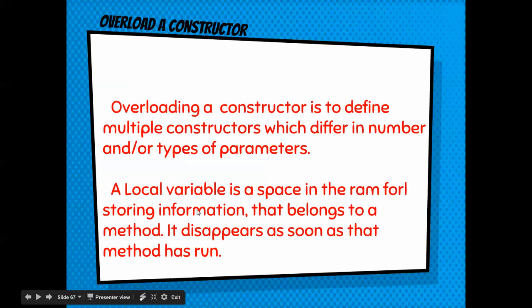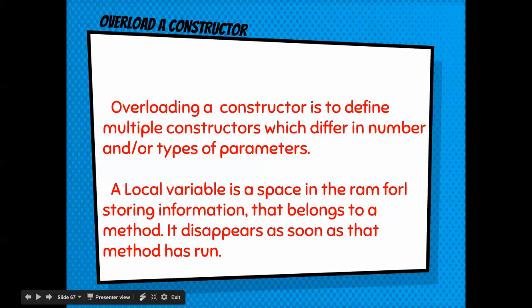Let's talk about this. We already just talked about a local variable. A local variable is a space in the RAM for storing information that belongs to a method, and it disappears as soon as that method is run. Write that down, and then also write this down about overloading a constructor. It's when you have two constructors that have different parameters. Let's take a look at what that's going to look like.